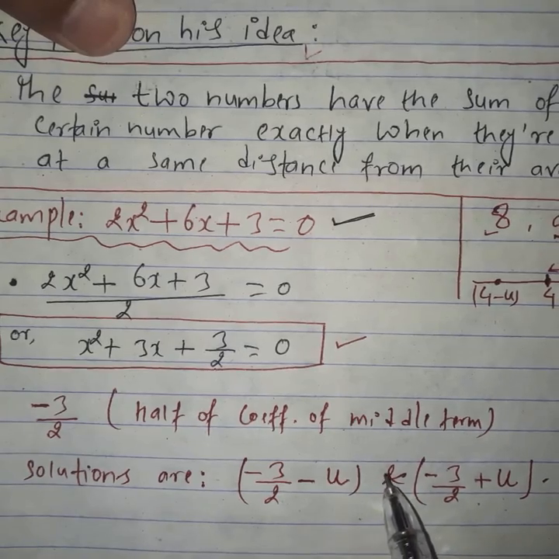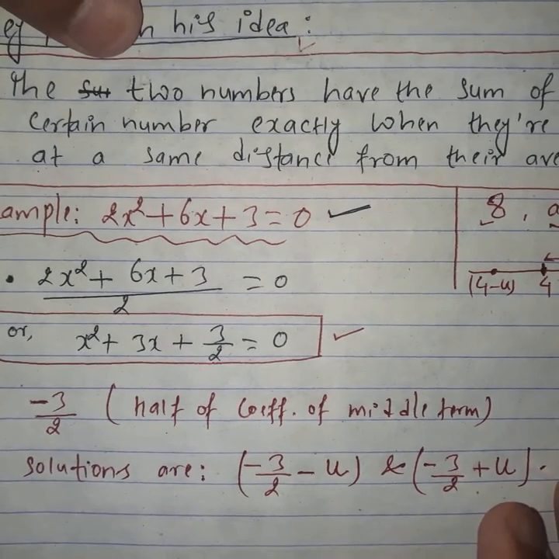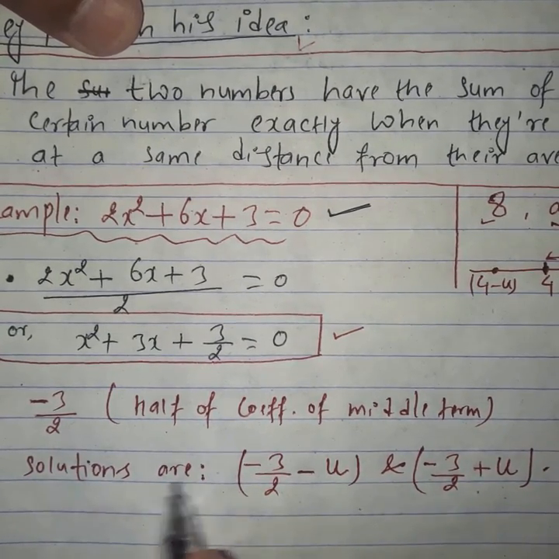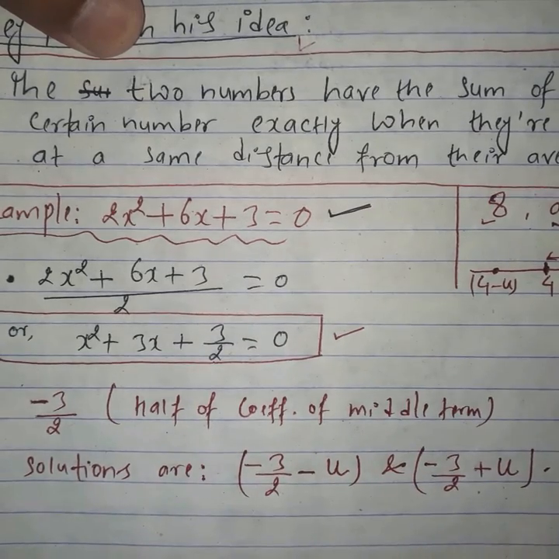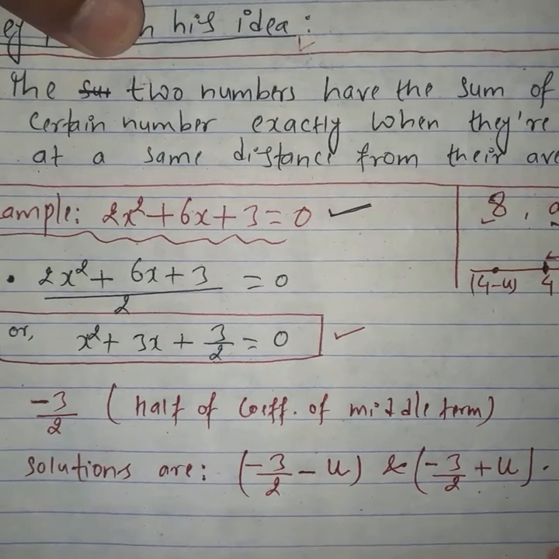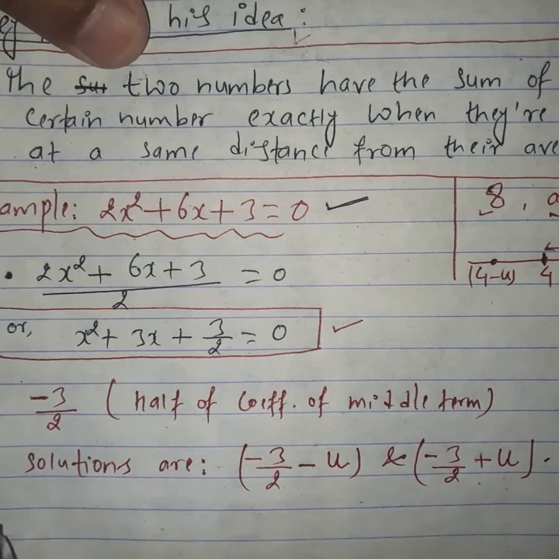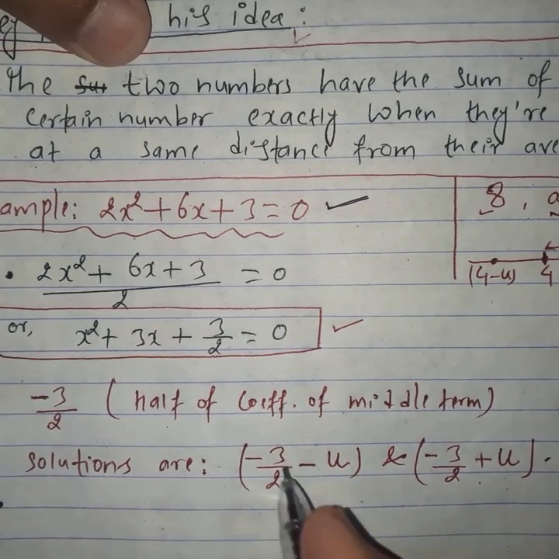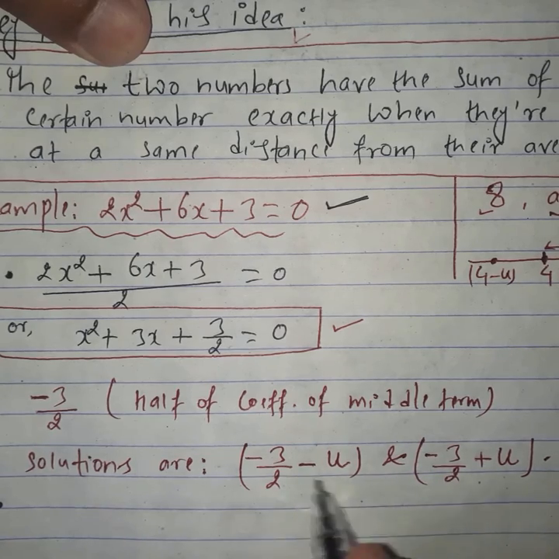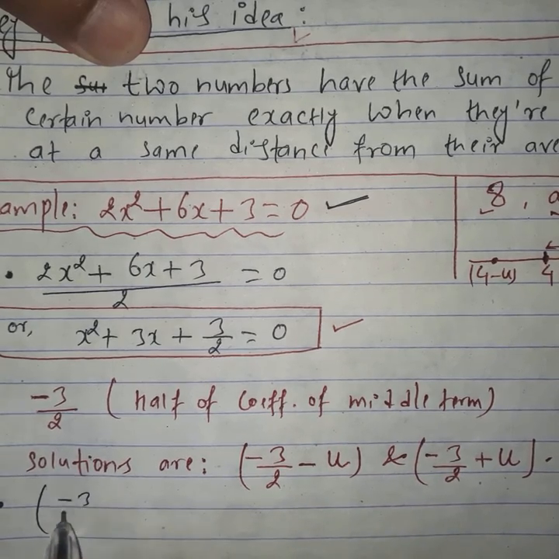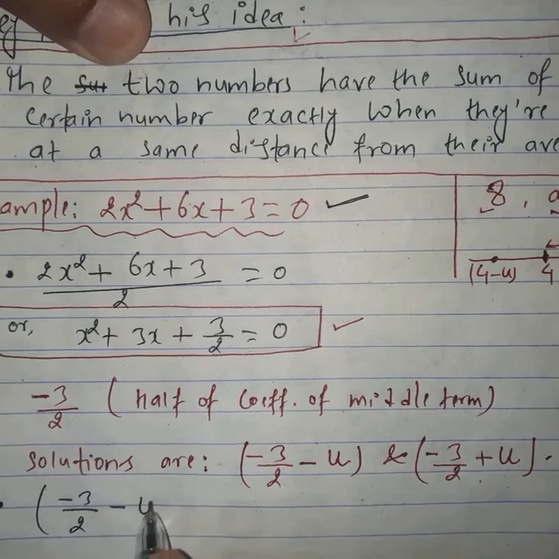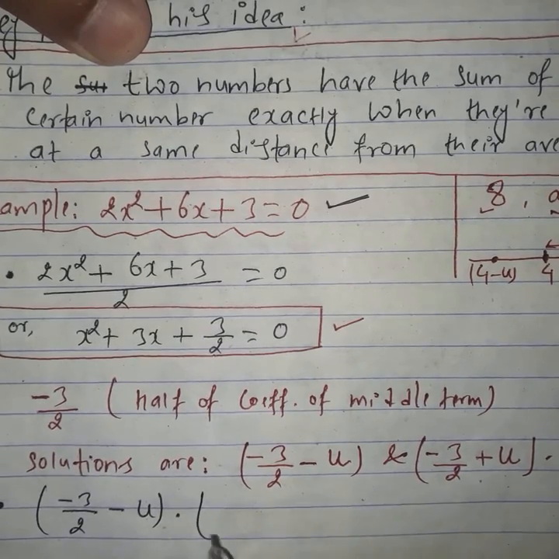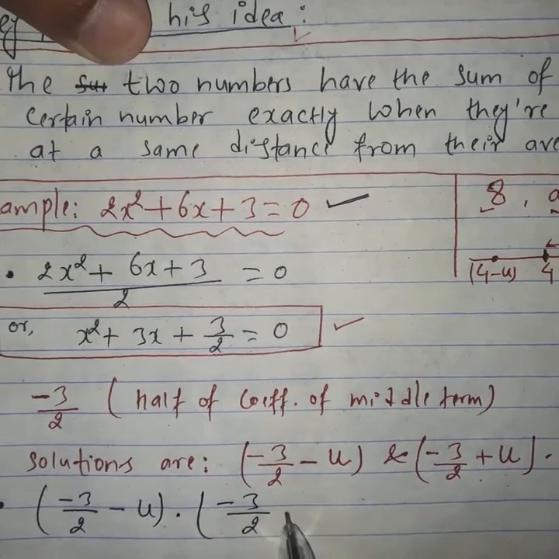But we have to calculate the value of the unknown u. These are the solutions of the quadratic equation after finding the value of u. And this is the third step. The fourth step is multiplying together. Let's multiply these together: -3 over 2 minus u, times the other one, -3 over 2 plus u.